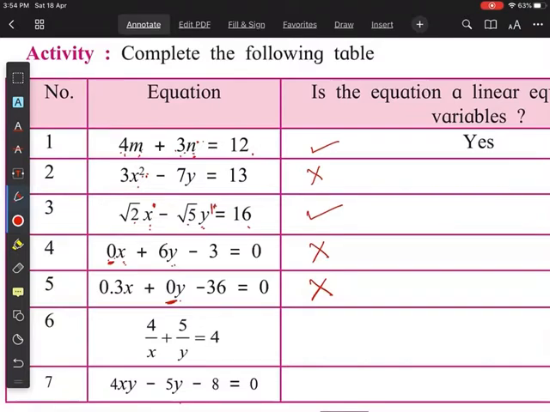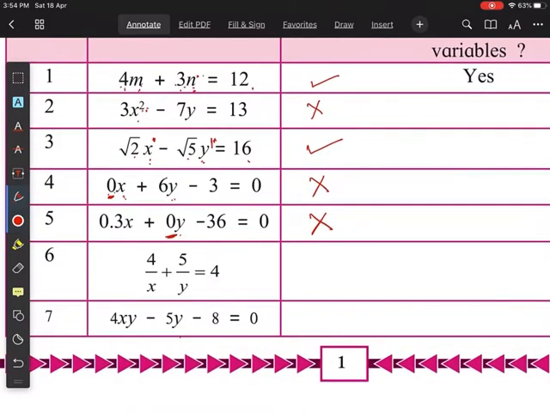Now in equation 6, the 4 upon x we can write as 4 into x raised to minus 1. If we bring the denominator in the numerator, the index will be negative. Then this y we can write as 5y raised to minus 1 is equal to 4. So the index should be 1. Here the index is negative, therefore it is not a linear equation in two variables.